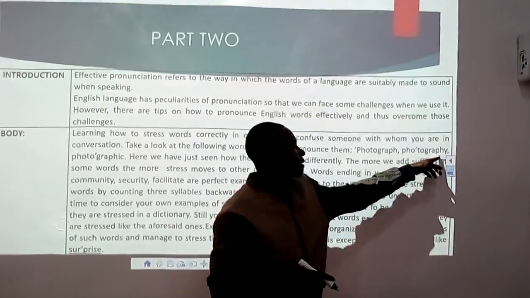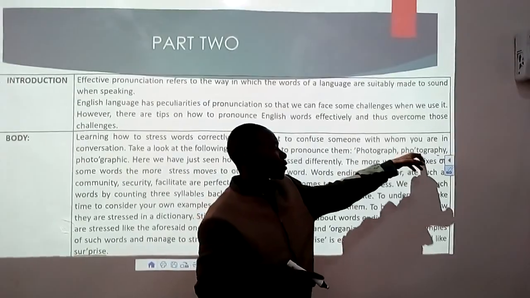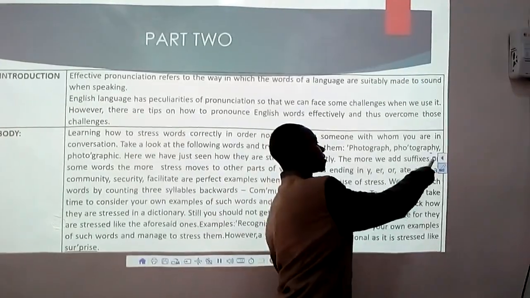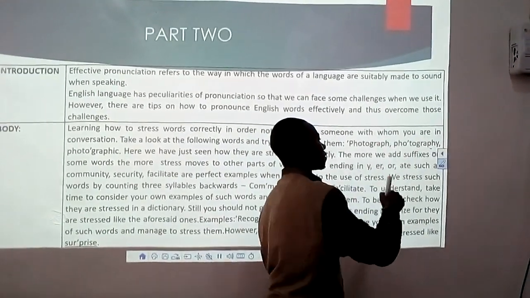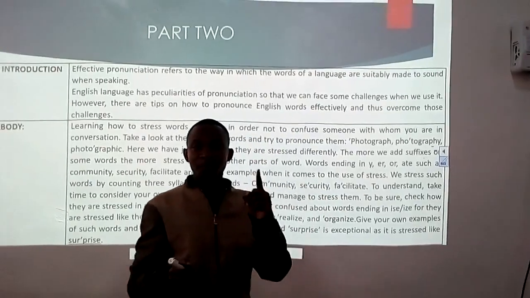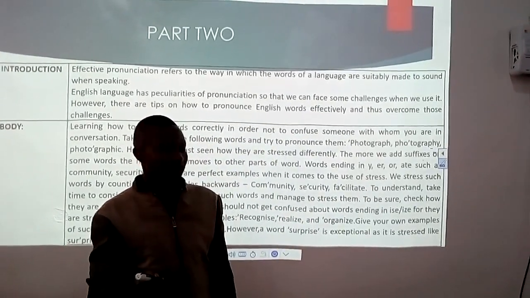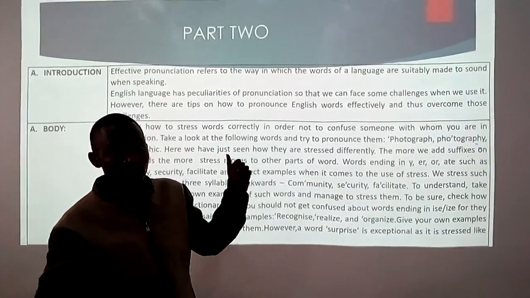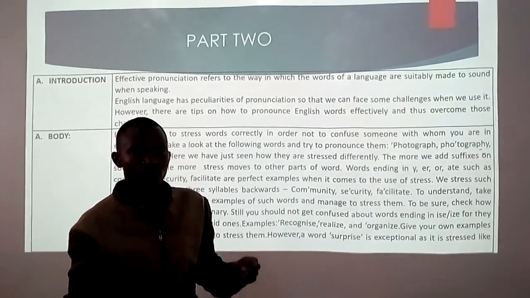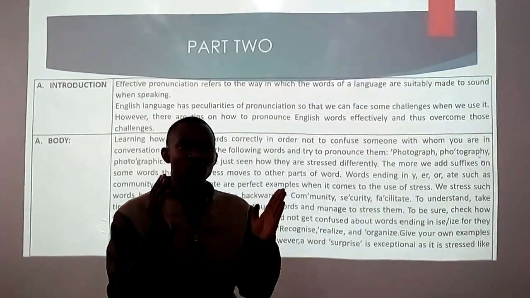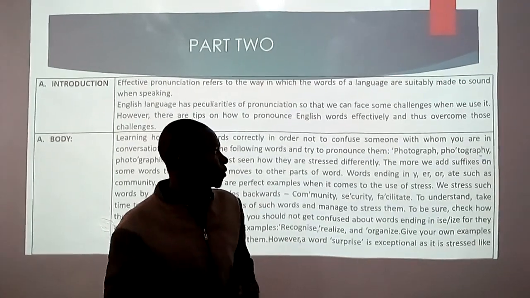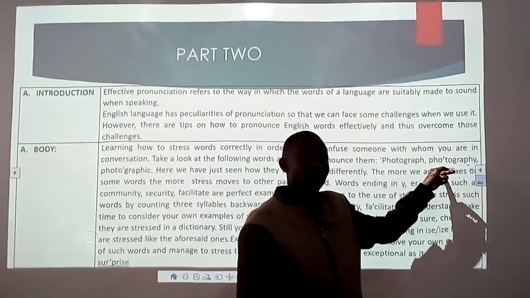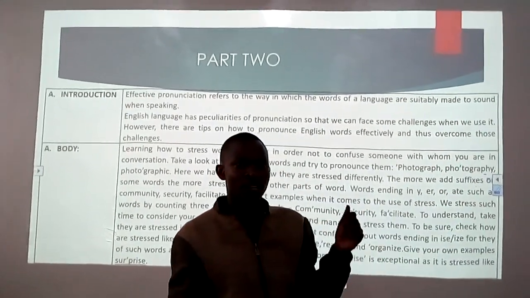See, this y has made it possible for this stress to move. We come from this. Okay, that is to say, 3 syllables backwards. Okay, 3 syllables backwards, then you get to stress that word. Because of what? Because of this y. For words ending in y, such as security, community, you count 3 syllables backwards, then you get to the stress. Okay, don't have any problem. I know very much that you are going to understand more. Okay.